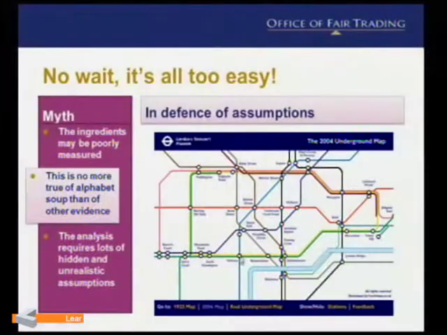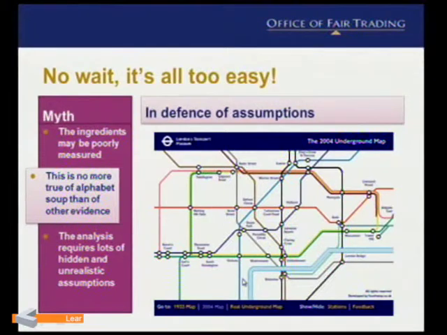So this is a map of the London Underground, the tube as we call it, the central zone. It's a bit out of date, it's from 2004. But it's a model, and it's a model that assumes that all underground train lines run north-south, east-west, or at 45 degrees. And it doesn't represent the distance between tube stations accurately at all. Does that make it a bad model? It's a brilliant model. It's been copied the world over.